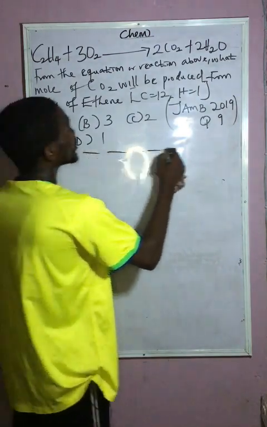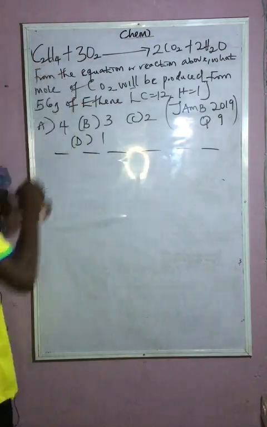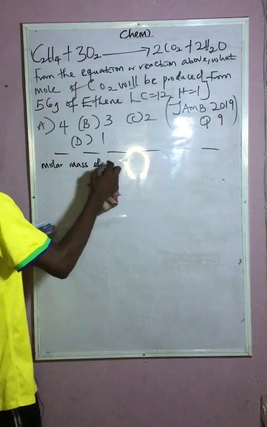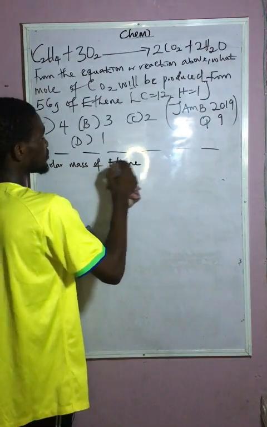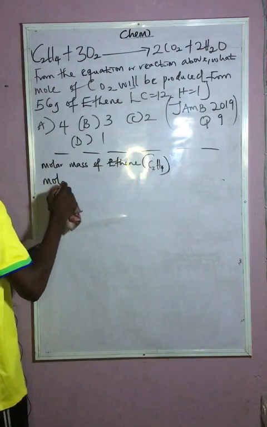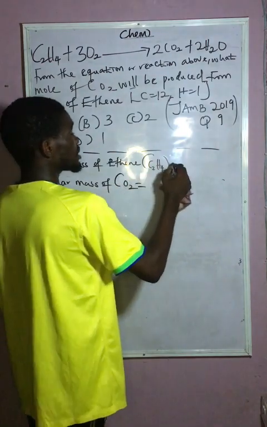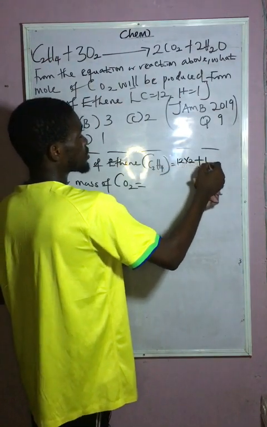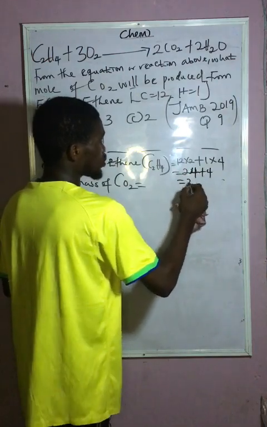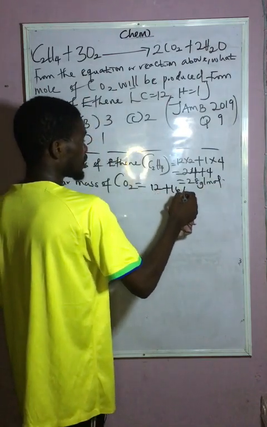First and foremost, you are given two compounds on the board, CO2 and ethane. And ethane is written as C2H4. So you can say molar mass of ethane, C2H4, and molar mass of CO2, that's carbon dioxide. So here I can say we have 12 times 2 plus 1 times 4. So this gives us 24 plus 4, this is 28 gram per mole. While for our CO2, you can say 12 plus 16 times 2.